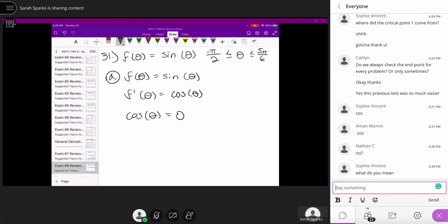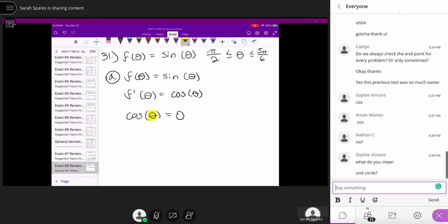How would we solve for theta? We need to evaluate our function at 0, so we need to find where our variable is equal when the function is equal to 0. Unit circle, yeah. There's something we can do to get theta by itself on one side of the equation. What's the opposite of cosine? Not the reciprocal, but the opposite?